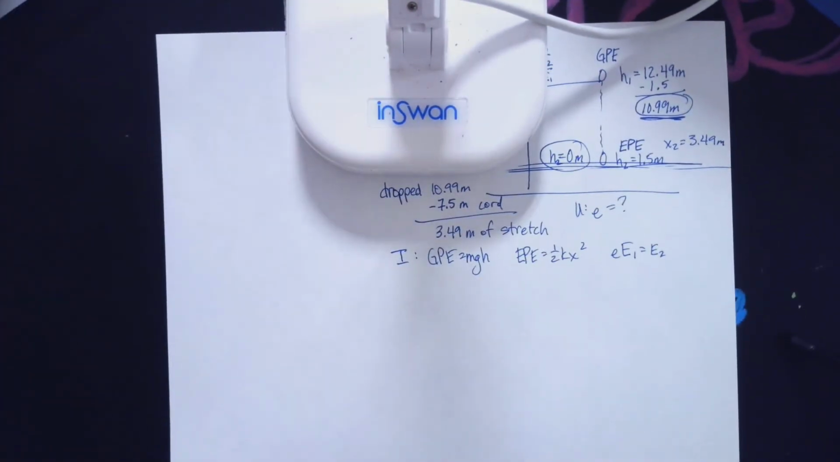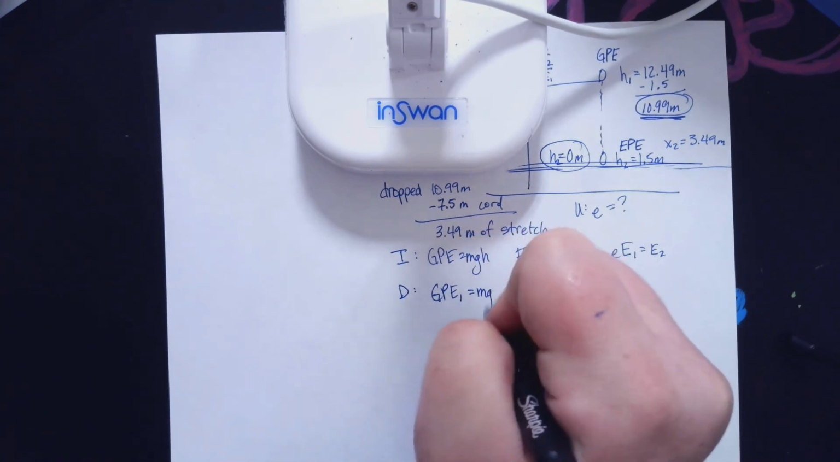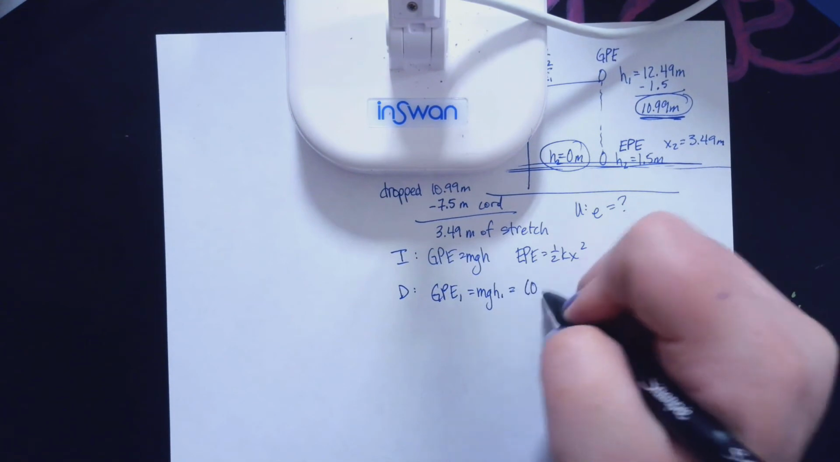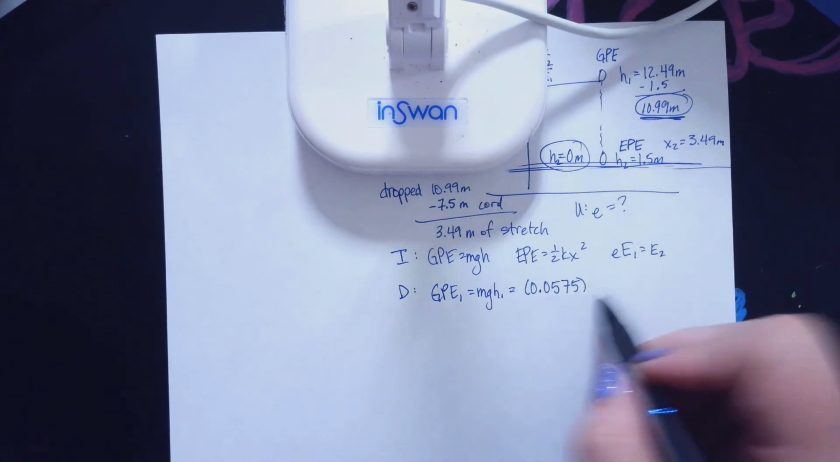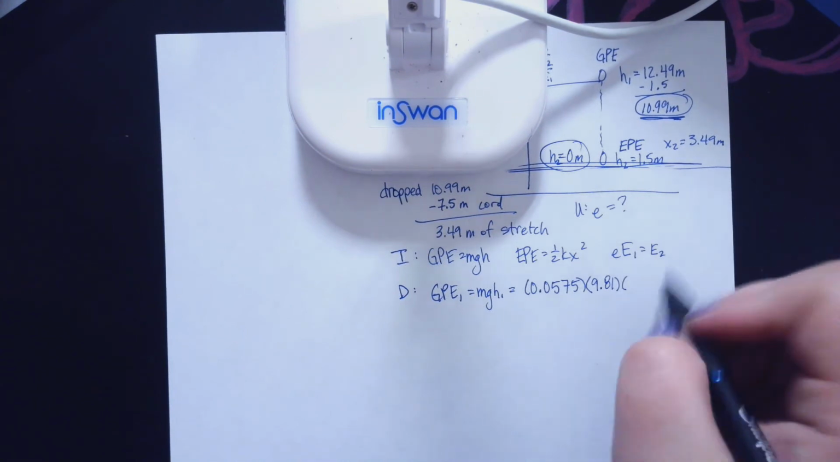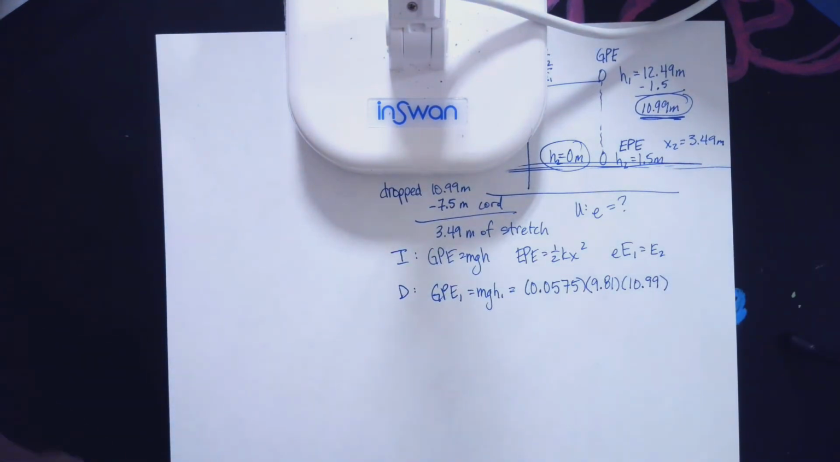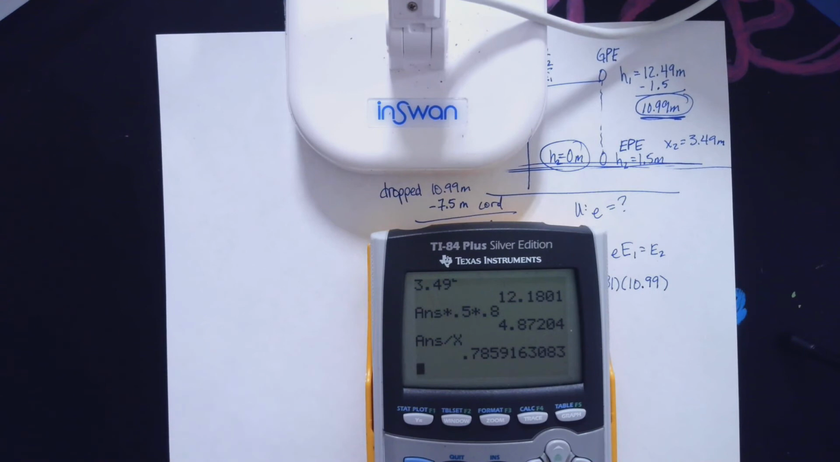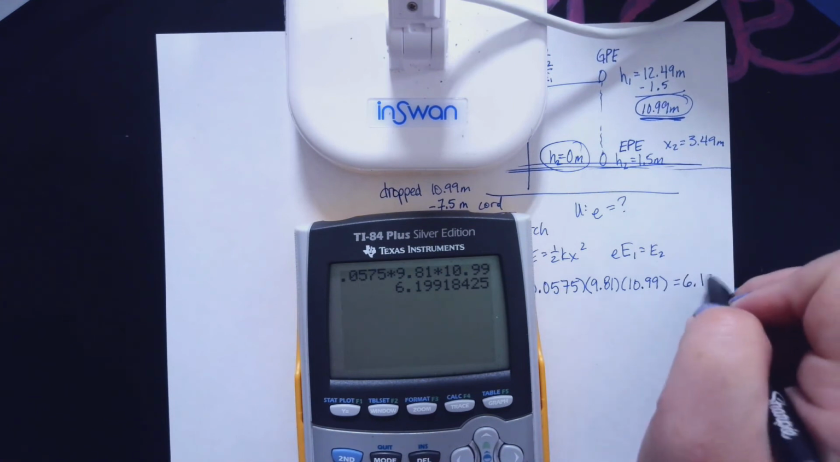I don't need a table. I basically just need GPE1 is equal to mgh1. That's going to be equal to our mass of 57.5 grams, which is 0.0575 kilograms. Remember, I said they used the more exact value of 9.81 for gravity, and then the height at h1 is now 10.99. When you multiply those things together, it's 0.0575 times 9.81 times 10.99. We get that is 6.199.